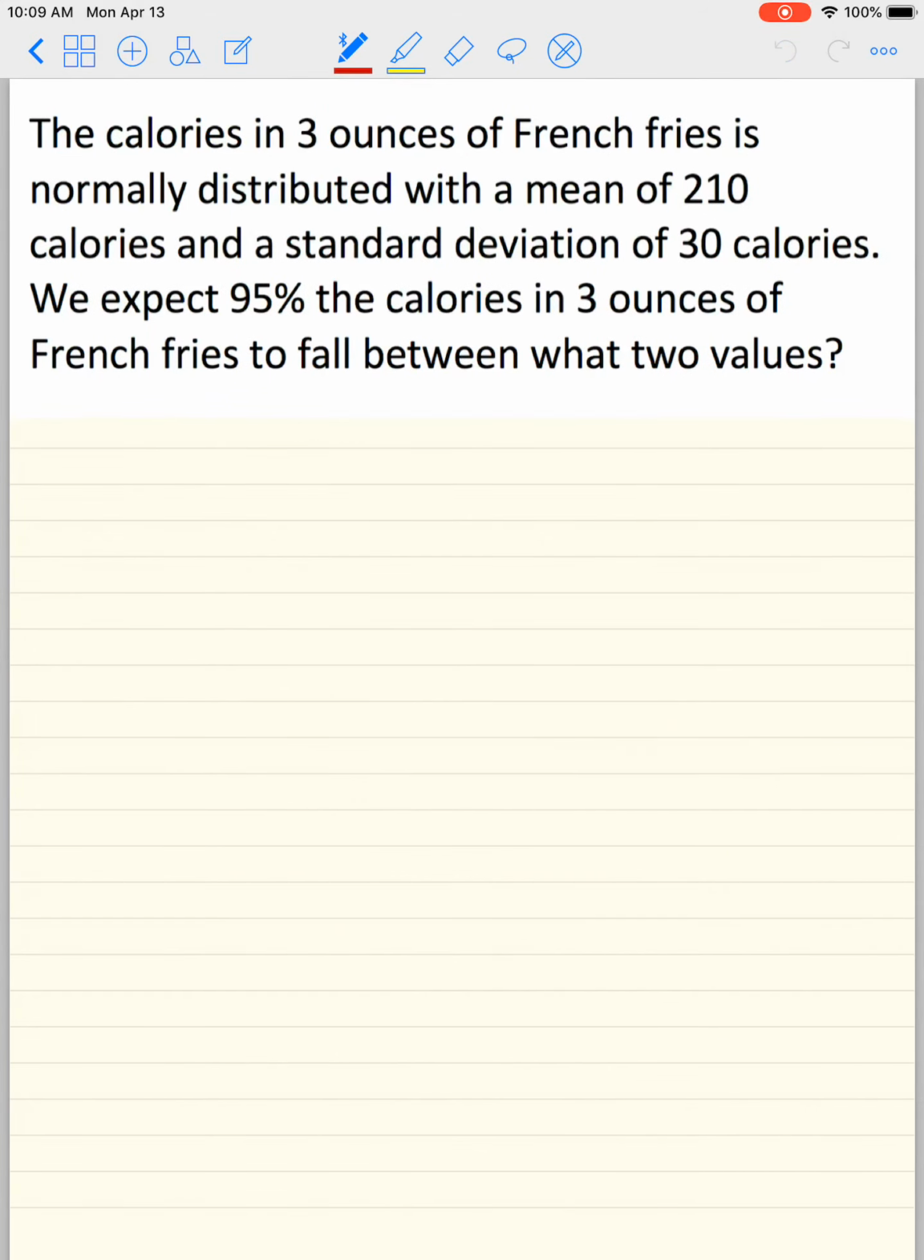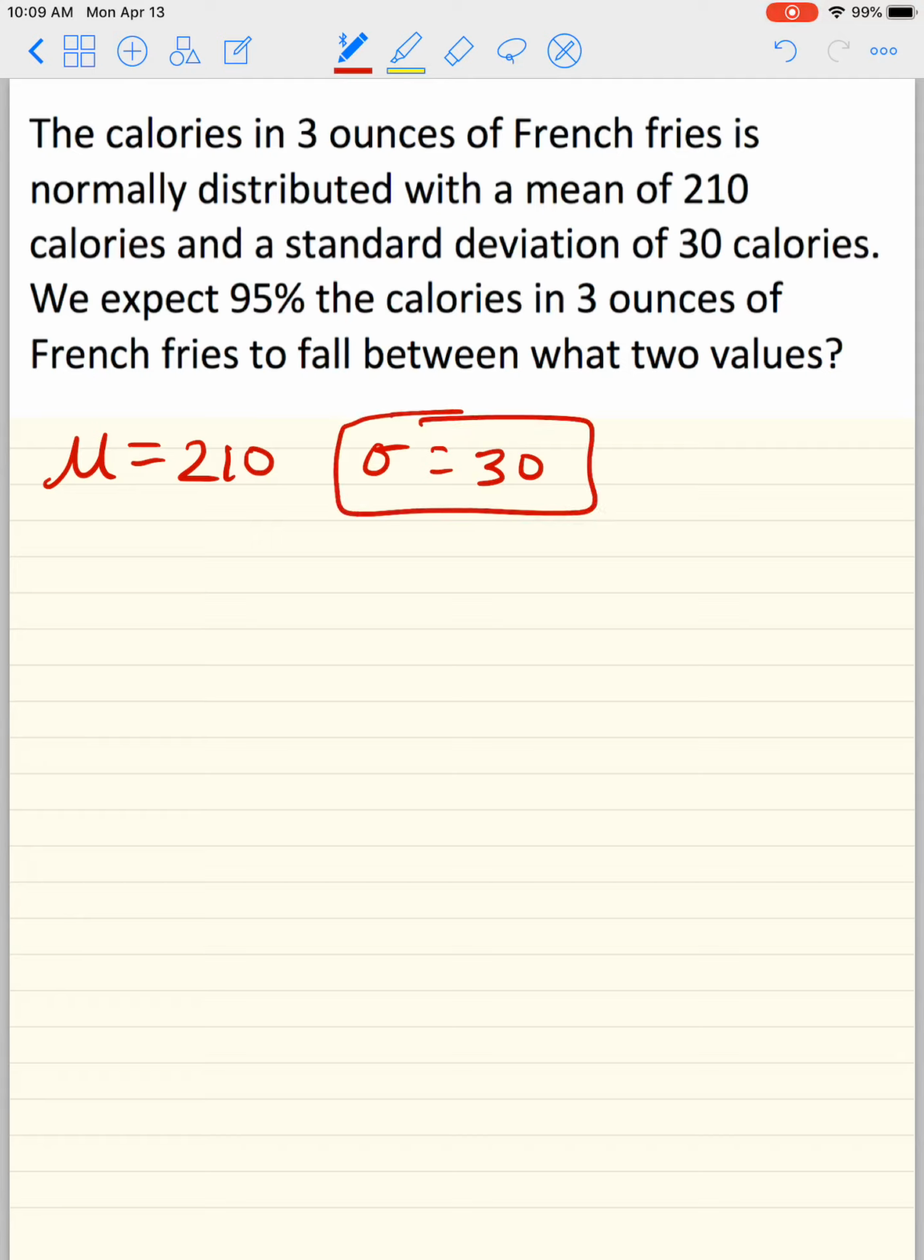Next problem. The calories in 3 ounces of French fries is normally distributed with a mean of 210 calories and a standard deviation of 30 calories. So not all French fries have an average of 210 calories. It varies. This is how much it varies by. This is our standard deviation.